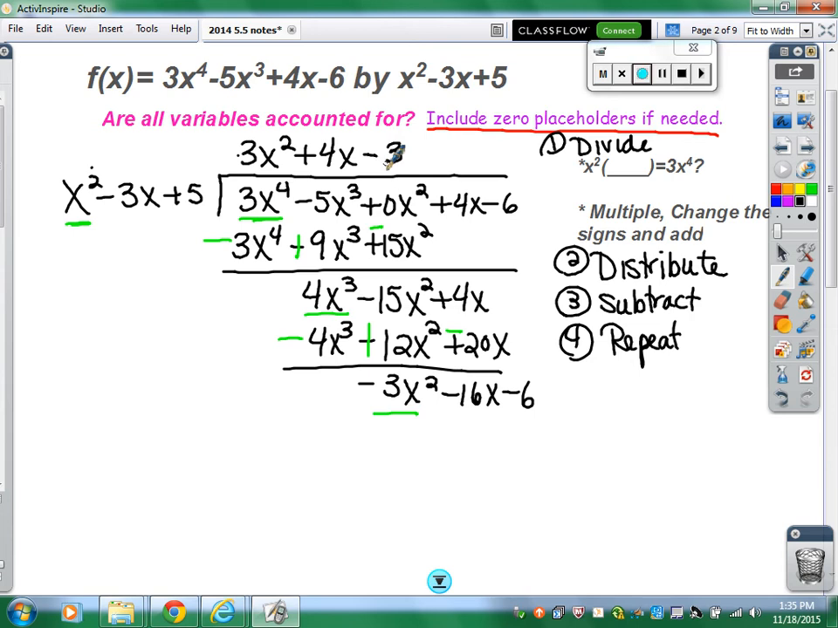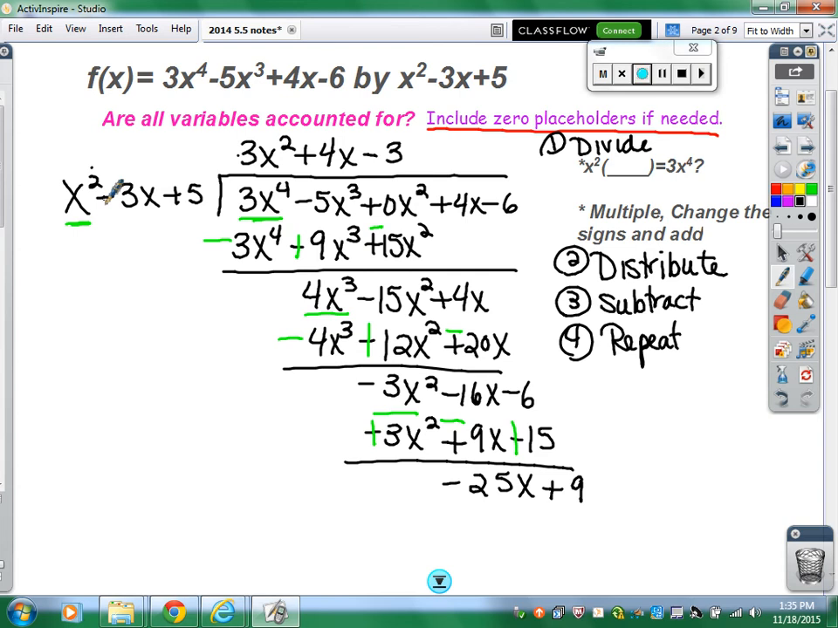All right, distribute. -3 times 3x squared is -3x squared. -3 times -3x is positive 9x. And -3 times 5 is -15. Subtract. So it becomes plus, minus, plus, and then combine like terms. So I get -25x plus 9. That's my remainder. See, the degree here is 1, the degree here is 2, so I can't divide anymore.